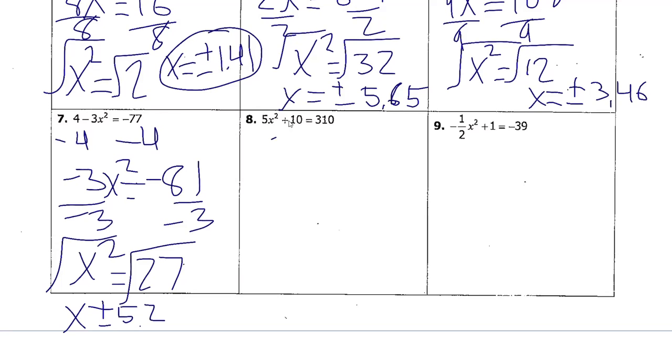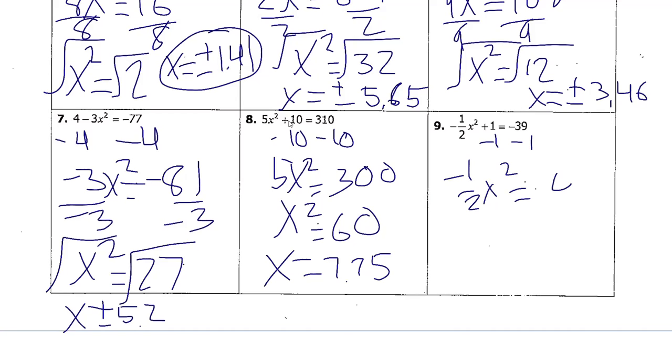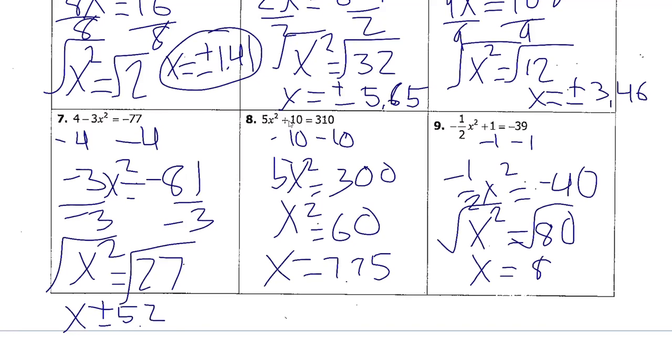All right, this one you would subtract 10. Divide by 5. That would be 60. The square root of 60 is approximately 7.75. On this one, you would subtract 1. Divide by -1/2, that would be positive 80. If you square root, you would get approximately 8.94. And I was a bad teacher. I forgot my plus or minus on these two.